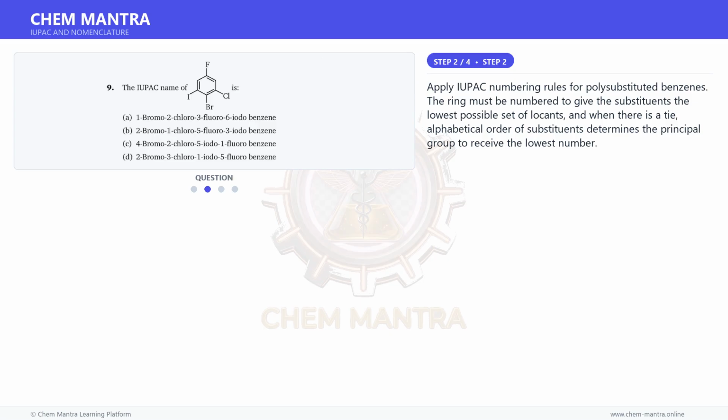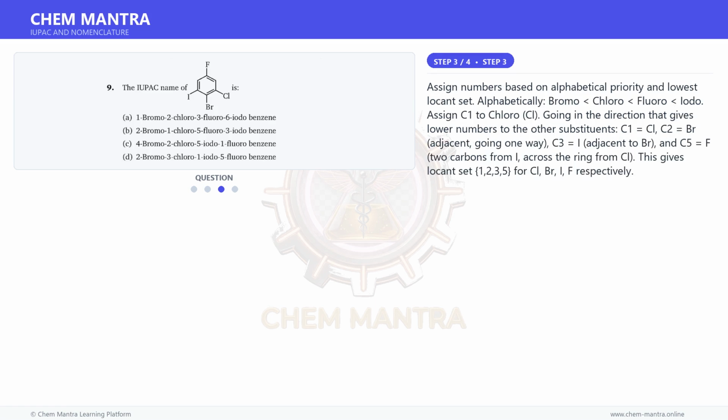Apply IUPAC numbering rules for polysubstituted benzenes. The ring must be numbered to give the substituents the lowest possible set of locants, and when there is a tie, alphabetical order of substituents determines the principal group to receive the lowest number. Moving on to the next step.